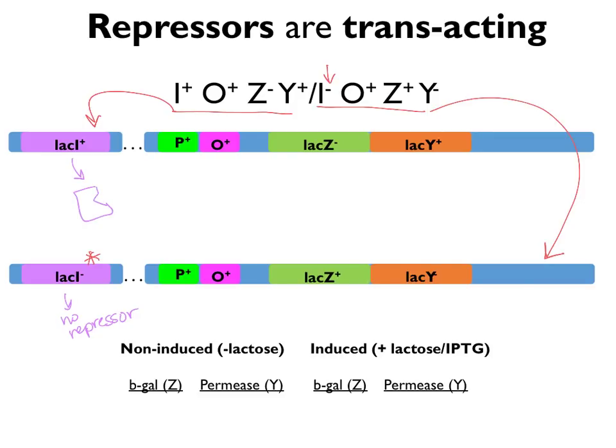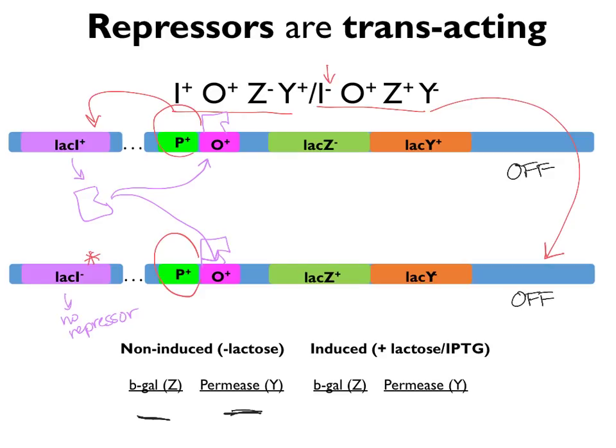And in the absence of lactose, this functional repressor will be able to diffuse in the cell and bind to any copy of the operator sequence. And so in this case, in the absence of lactose, we've got a repressor bound to both operator sequences, and transcription of both operons is off. So we are going to say in the absence of lactose, we have no beta-galactosidase produced and no permease produced.